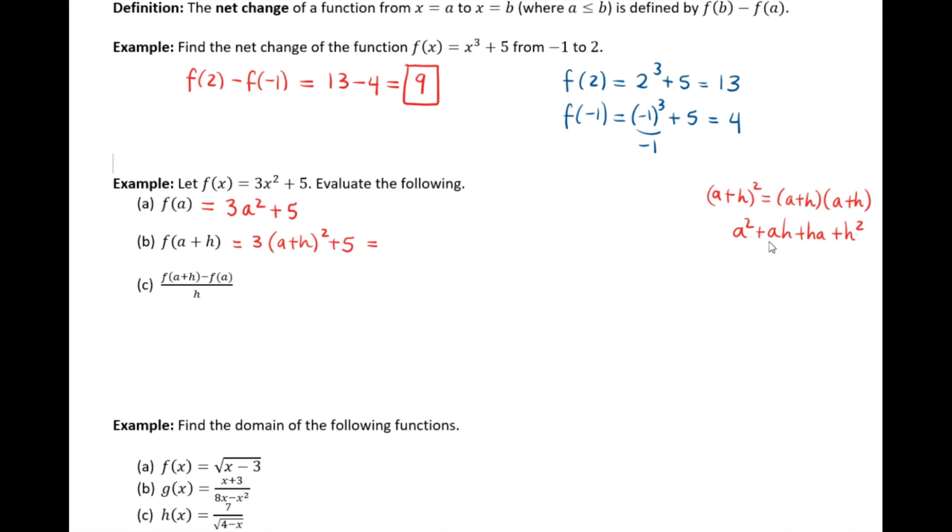At this level, we just assume these two are the same, so we got A squared plus 2 times AH plus H squared. You maybe saw this formula from a lower level algebra class. So let's apply that. It's going to be 3 times A squared plus 2AH plus H squared, plug that in for A plus H squared, and then plus 5. If you distribute this, you will get 3A squared plus 6AH plus 3H squared plus 5.